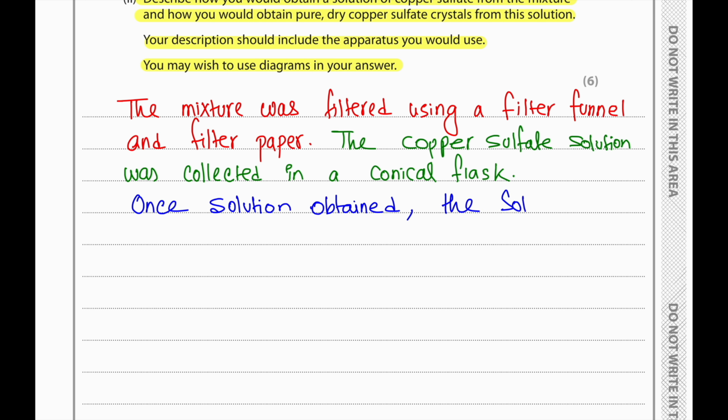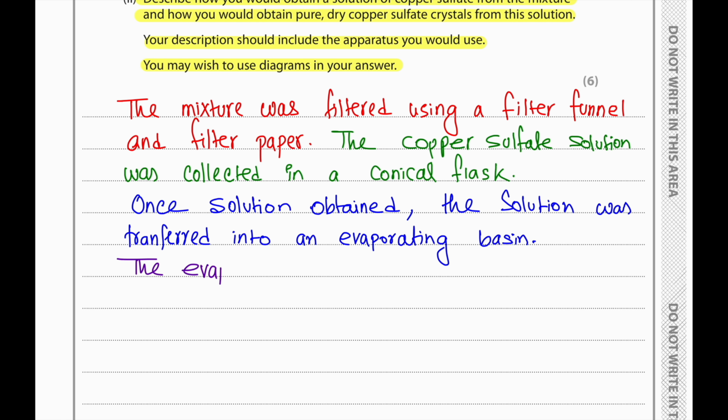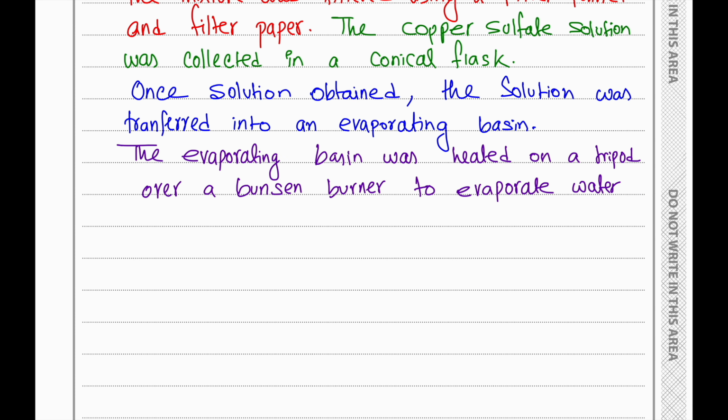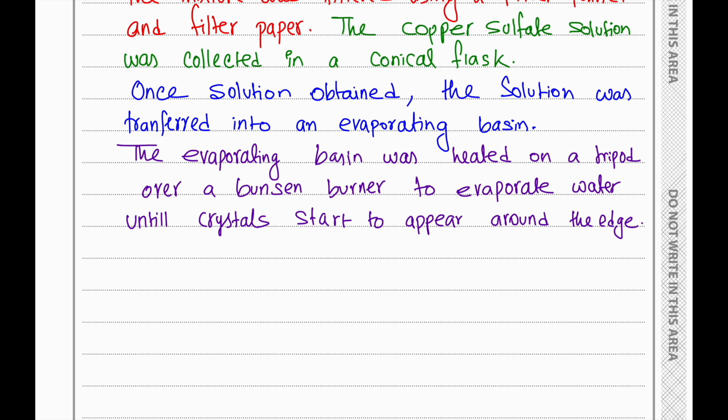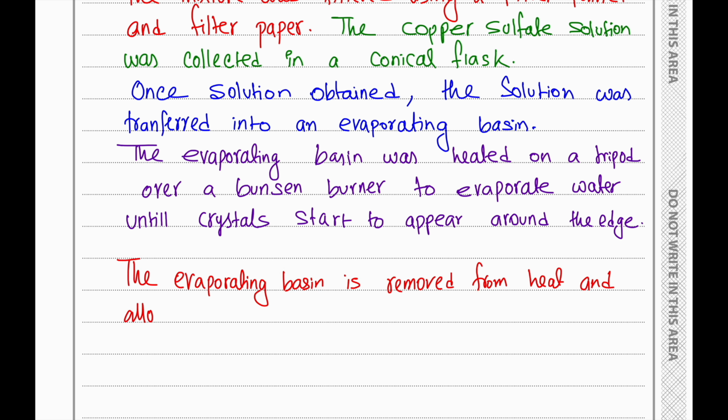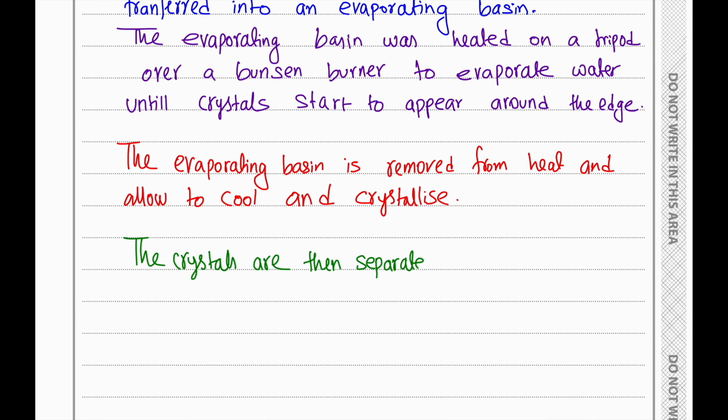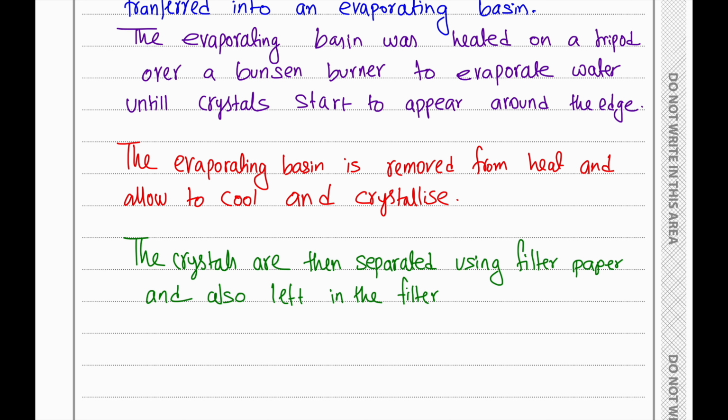The evaporating basin was heated on a tripod over a Bunsen burner. Evaporate water until crystals start to appear around the edge. The evaporating basin is removed from the heat and it is allowed to cool and crystallize. The crystals are then separated using filter paper and also left in the filter paper to dry in a warm place. If we write the answer in this particular manner, definitely we are going to get a level 3 response and 6 marks.